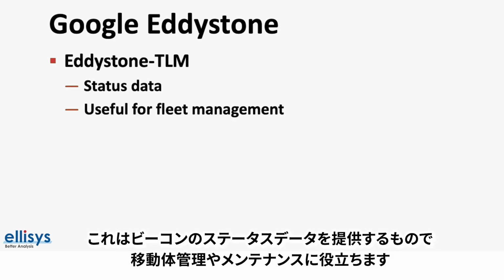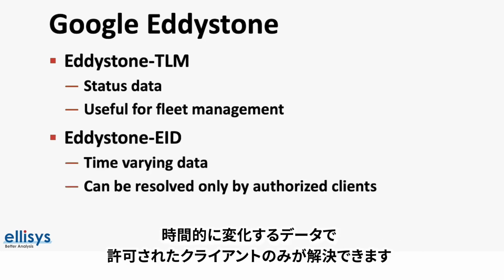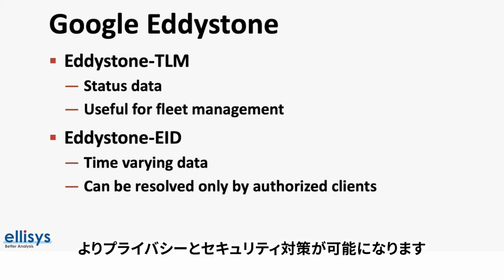This provides status data of the beacon and is useful for fleet management and maintenance. The last type is the Eddystone EID packet. This is a time-varying data that can be resolved only by authorized clients, allowing for more privacy and security measures.